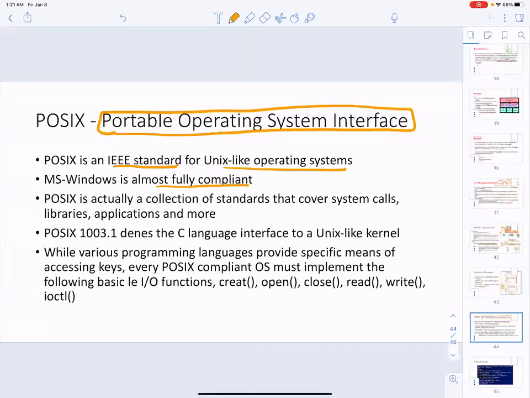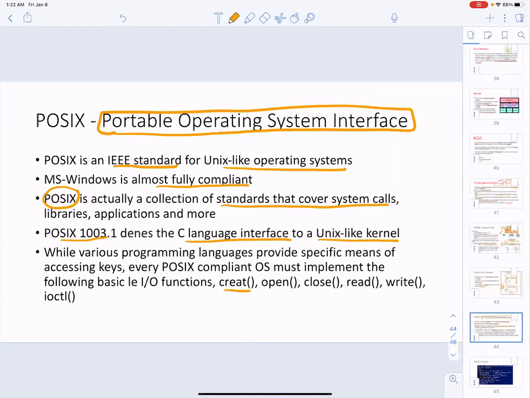How many system calls do we have? There are many system calls related to a lot of tasks connected to the hardware level. POSIX is actually a collection of those standards that covers many of those system calls and libraries. The typical one is POSIX 1003.1, which is related to the C language interface to the Unix-like kernels. And you have to know that while various programming languages provide specific means of access, every POSIX-compliant operating system would implement the following basic I/O functions.